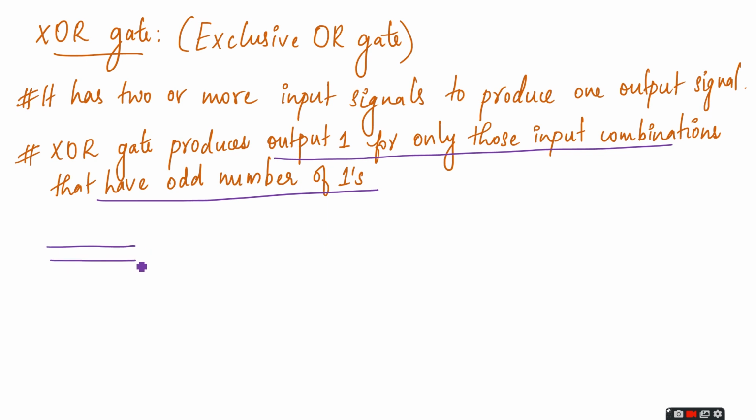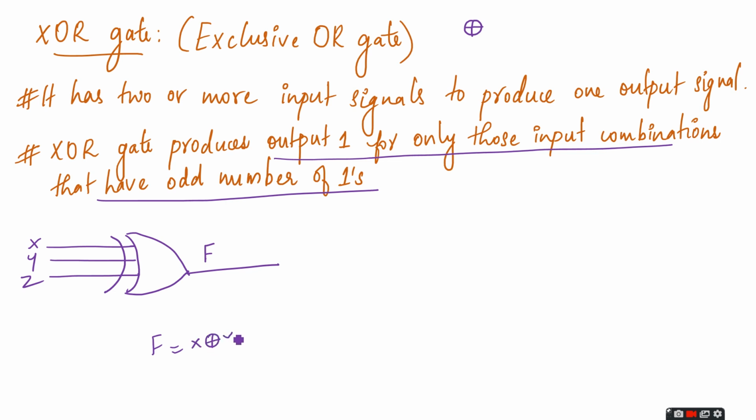First we will draw the OR gate. So this is an OR gate of three variables. After that, before the OR gate, we will draw a curve. So this is the exclusive OR gate. The exclusive OR gate is represented by the symbol of a circle with a plus inside it. So the result will be like this: F equal to X exclusive OR Y exclusive OR Z.